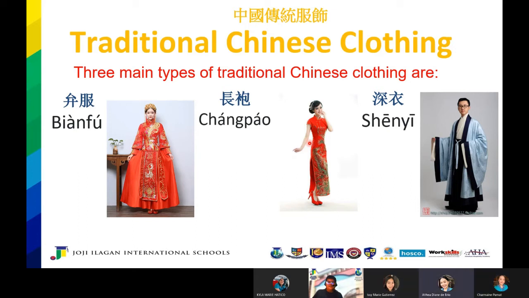Chang Pao. I think some of you might have seen this in some Chinese events. And we also have the Shenyi. So this is another type of traditional Chinese clothing, a major category. Again, they are usually divided into three: the Pianfu, the Changpao, and the Shenyi. So we'll describe each of these three.